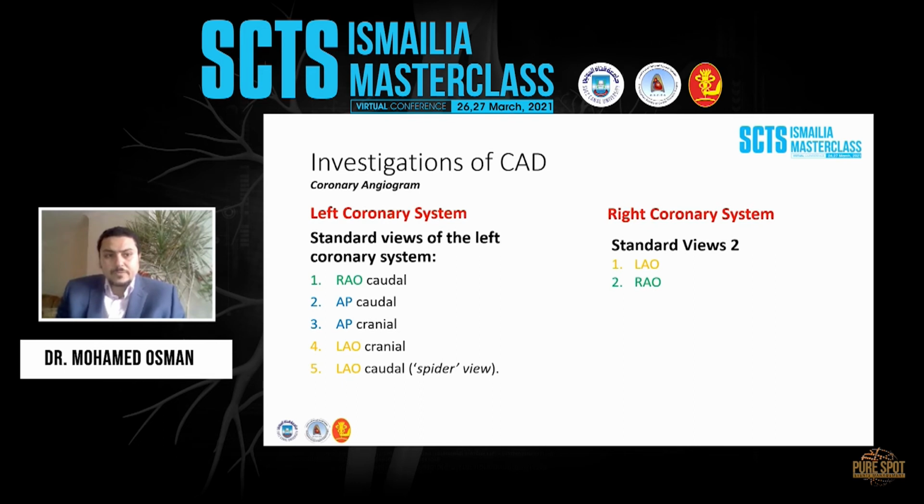There are 5 standard views to view the left coronary system, and there are 2 standard views for the right coronary system. For the left: right anterior oblique caudal, right anterior oblique cranial, left anterior oblique caudal and cranial, and the spider view. For the right system, you have left anterior oblique and right anterior oblique.